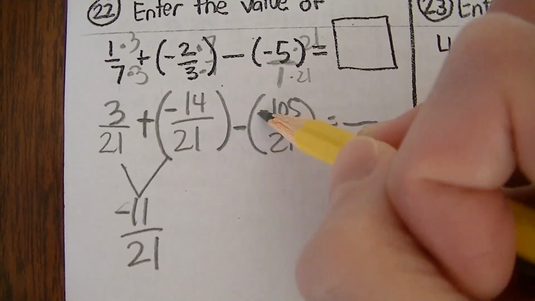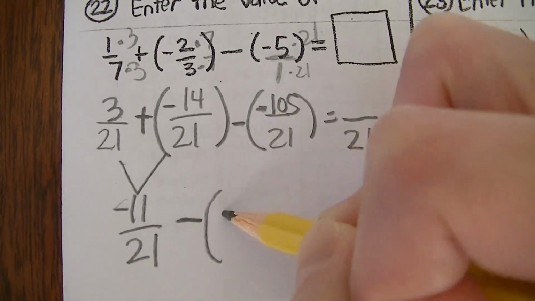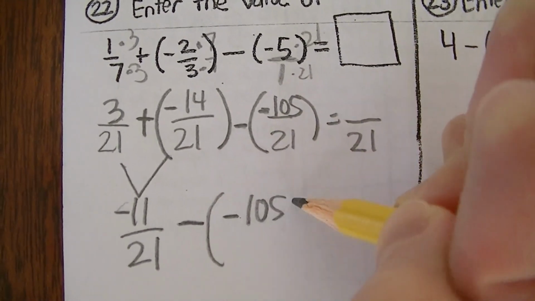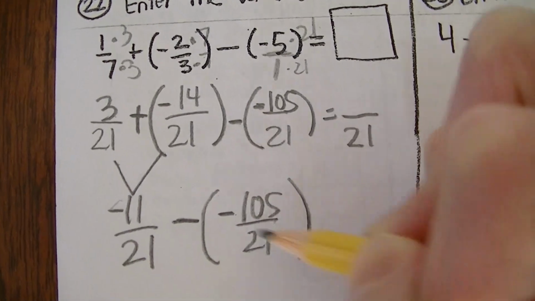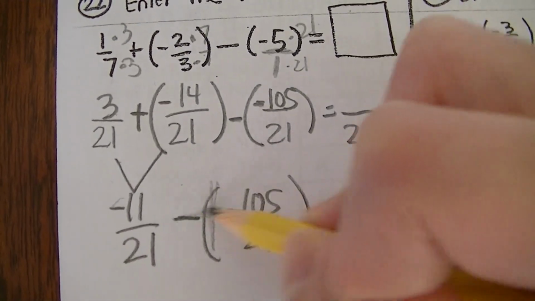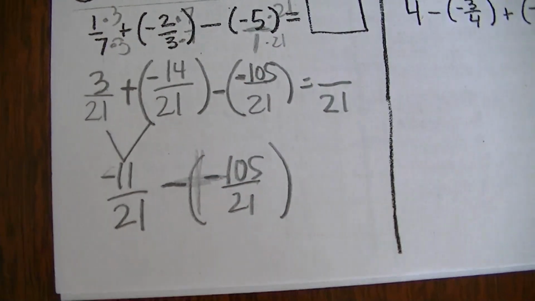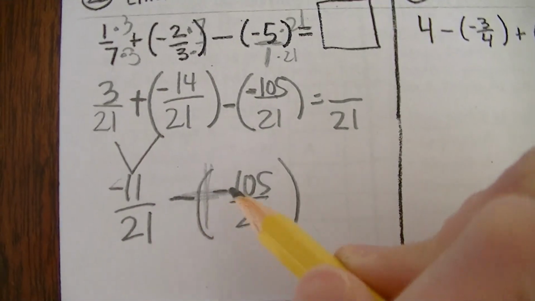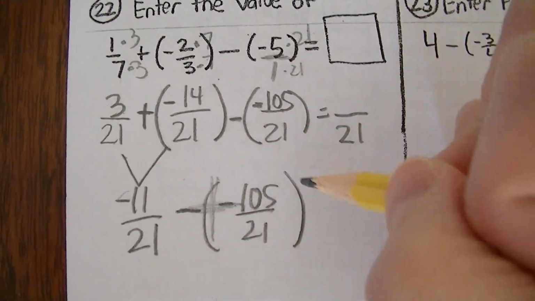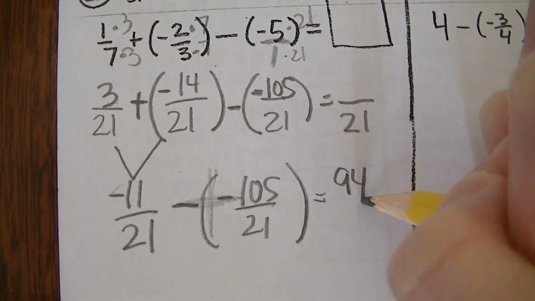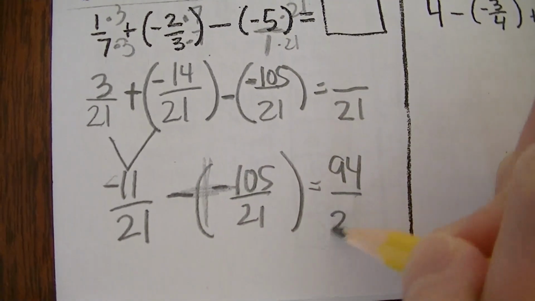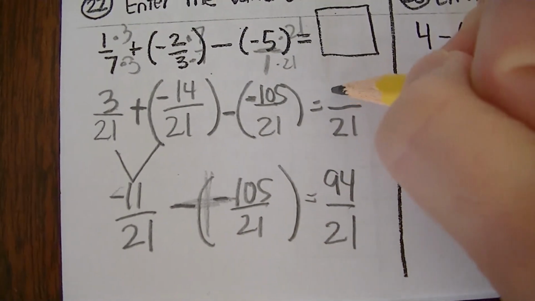And then minus a negative 105/21. This right here is going to the right on the number line. Negative 11 plus 105 is 94. And make sure you keep that same denominator. So that's what I got right there.